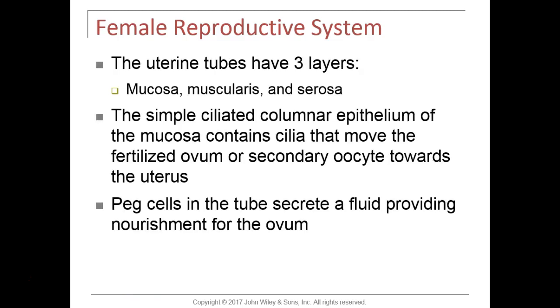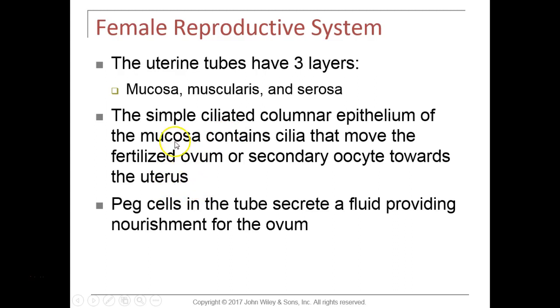The uterine tubes have 3 basic layers to them. There is a mucosal layer, which is lined by a simple ciliated columnar epithelium. There's a muscularis layer, some smooth muscle down the length of that tube, and then the serosa, connective tissue along the outside of the tube. The ciliated columnar cells create a current. The cilia beat to create a current that causes fluid, peritoneal fluid, to move down the tube, which carries the oocyte down the tube towards the uterus.